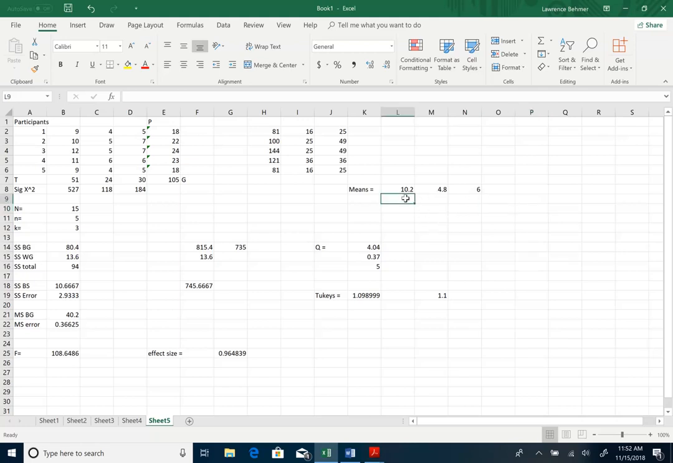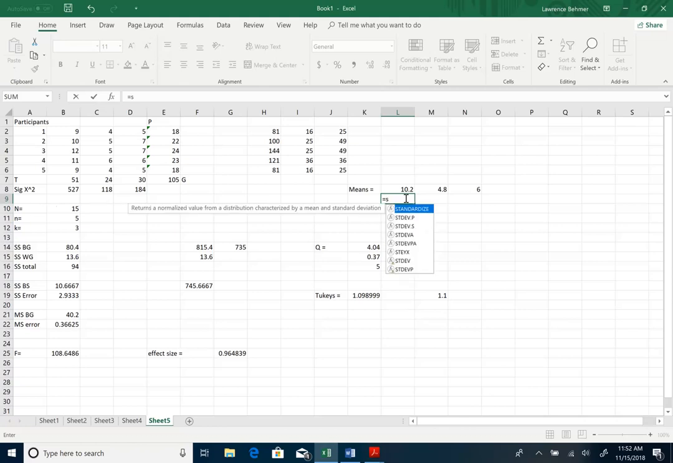While we're here, since we're going to write up our results in APA, let's go ahead and get these standard deviations. And again, Excel has a function for that too.